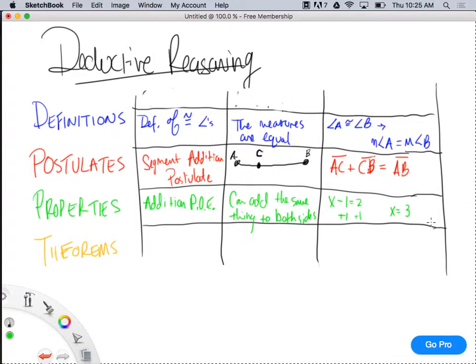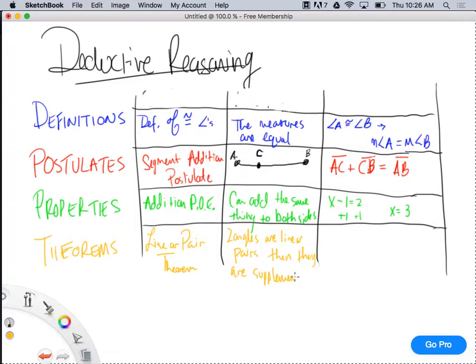Okay? And an example of a theorem would be the linear pair theorem. And what this tells us is if two angles are linear pairs, then they are supplementary. If two angles are linear pairs, then they are supplementary.